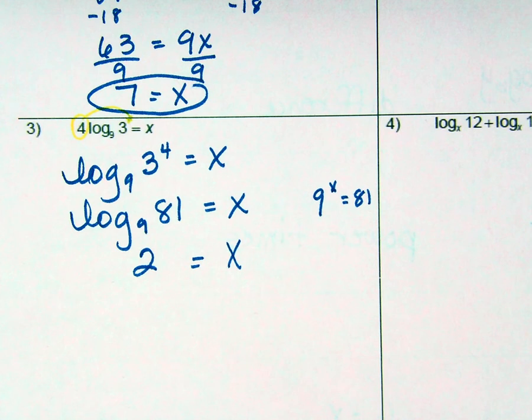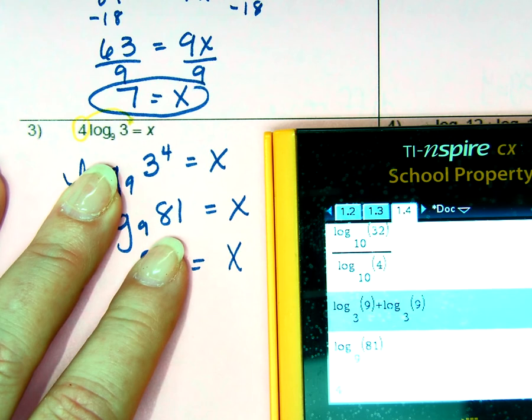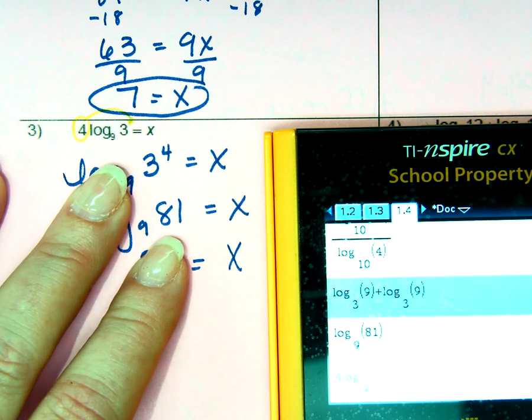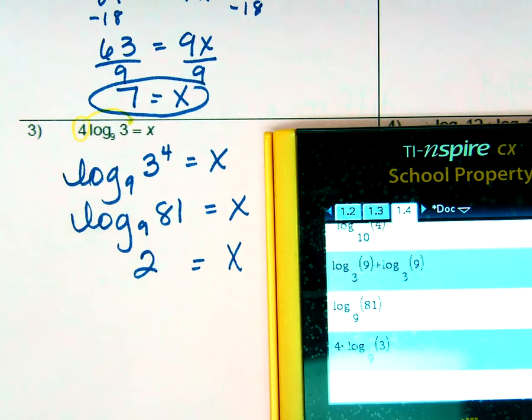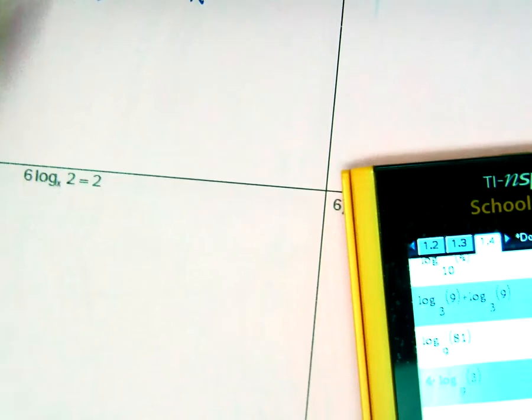Any questions? Is that the right answer? Are you positive? Could we be positive? 4 log base 9 of 3. Oh, I'm super positive now. Okay. What about number 5?